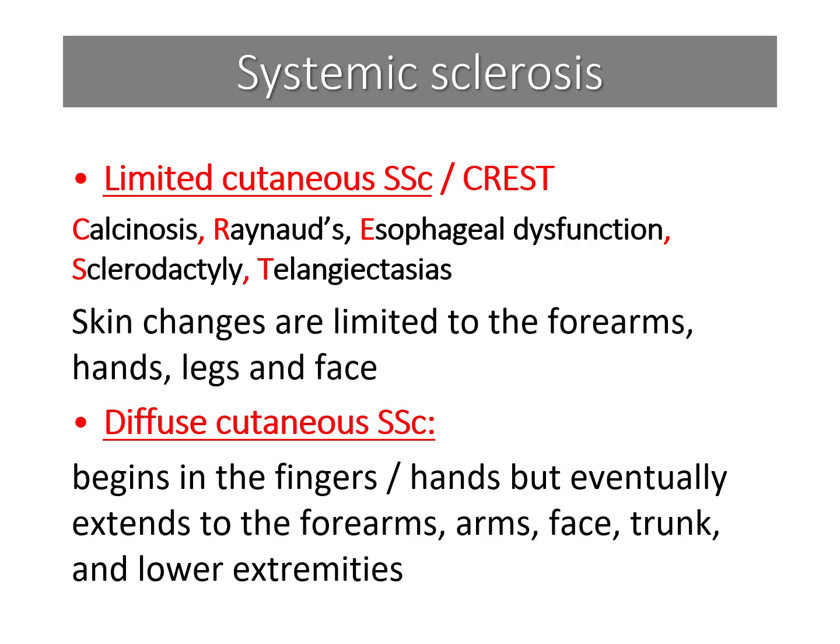Now, systemic sclerosis. So we have the limited cutaneous systemic sclerosis or CREST, and the changes here are limited usually to the fingers and the hands and the face, and they have those typical findings with telangiectasias in CREST. And the diffuse cutaneous systemic sclerosis, where the lesion starts in the fingers and hand, but eventually they extend to the forearms, to the face, the trunk, the lower extremities.